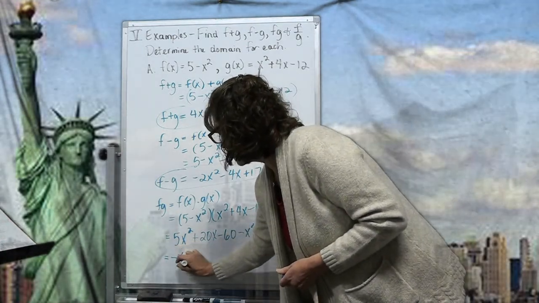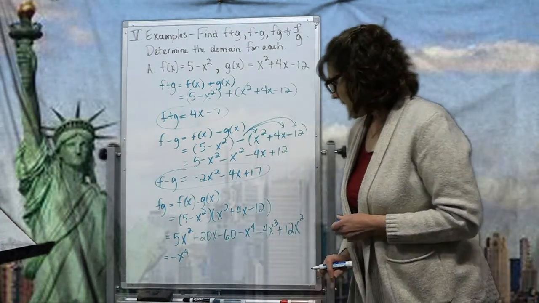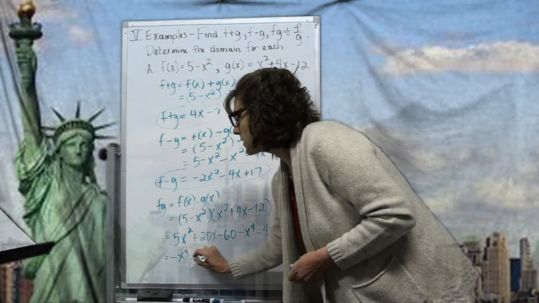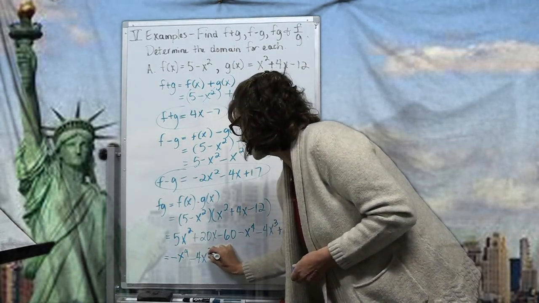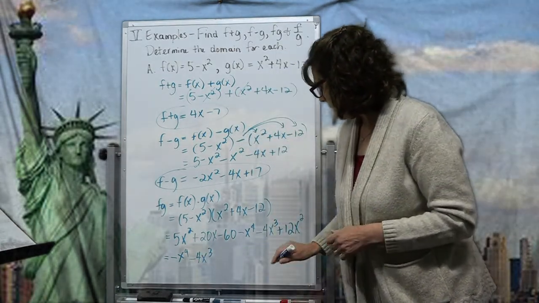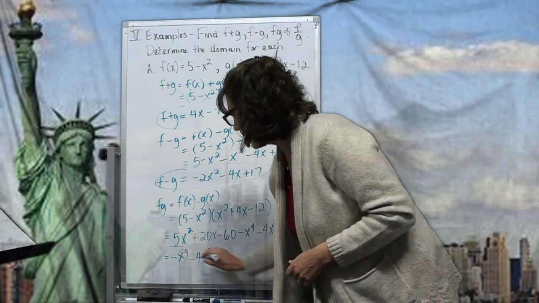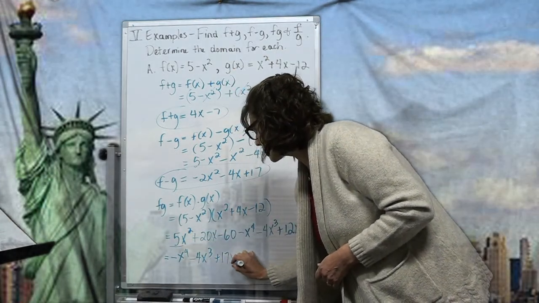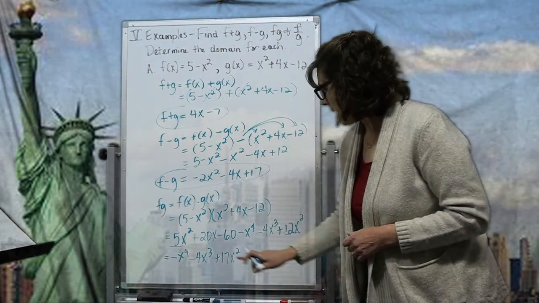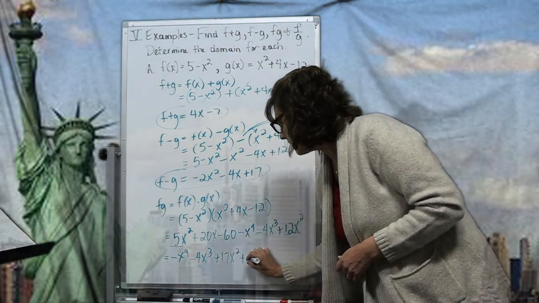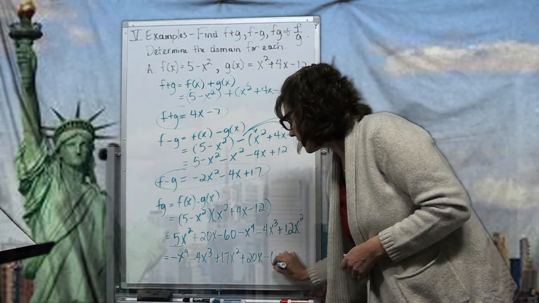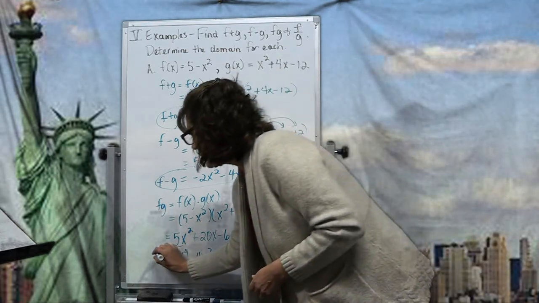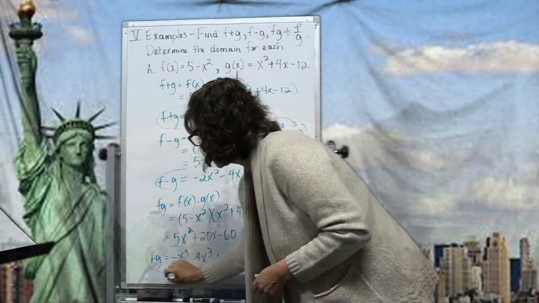Nothing combines with my negative x to the fourth. And third power, nothing combines with it. So I've got a negative 4x to the third. Now my second power, here and here, they combine to be a 17x squared. First power here, nothing combines with it. And in the back of that, negative 16, nothing combines with it. So this is what my f times g will look like.